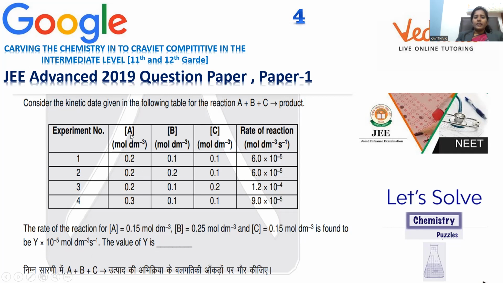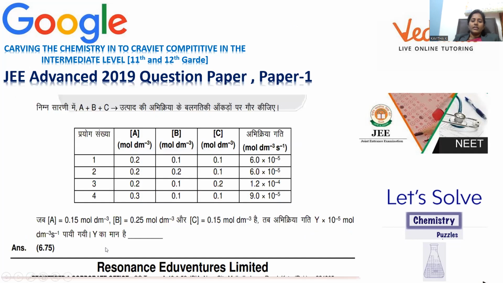So given concentrations, the rate of the reaction is given within the data. For these concentrations, they are asking what will be the rate of the reaction. So we are going from known to unknown. This is purely a chemical kinetics question. So let's see the same question in the Hindi version as well.